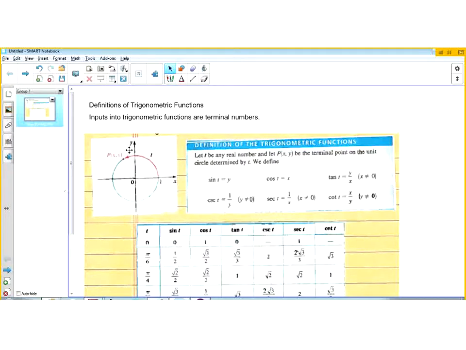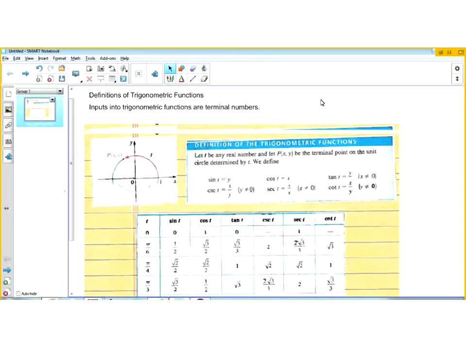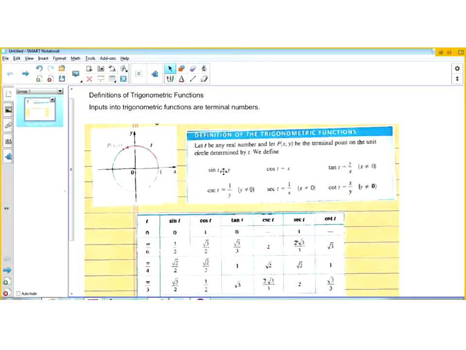All right, and so we have definitions for 6 trigonometric functions. So if T is any real number, and P is the terminal point on the unit circle, now the emphasis is the unit circle, we define the trigonometric functions on the unit circle. So the sine, SIN, of the terminal number T is y. So basically y is the ordinate of the terminal point.